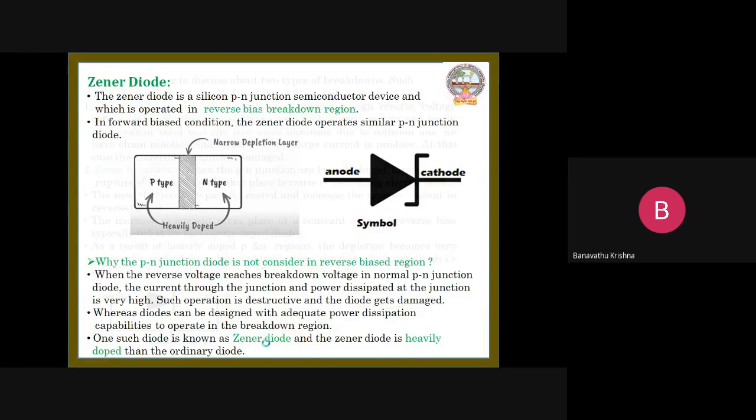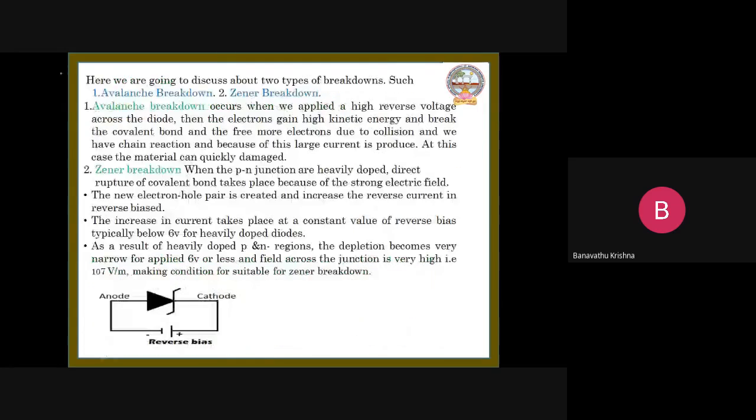So here we are going to discuss two types of breakdowns, avalanche breakdown and Zener breakdown. Before going to discuss the reverse bias condition and V-I characteristics of the Zener diode, I am going to discuss what is meant by avalanche breakdown and what is meant by Zener breakdown. Generally, avalanche breakdown is the first one.